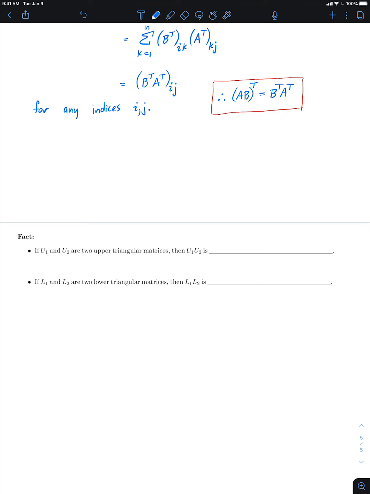If you have two upper triangular matrices and you multiply them, it turns out the product is also going to be upper triangular, which is a nice thing to be aware of. Remember what upper triangular means? It means all the entries below the main diagonal are equal to 0. And the next case is, what if you have two lower triangular matrices? Well, the product's going to be lower triangular as well, which is a nice fact.